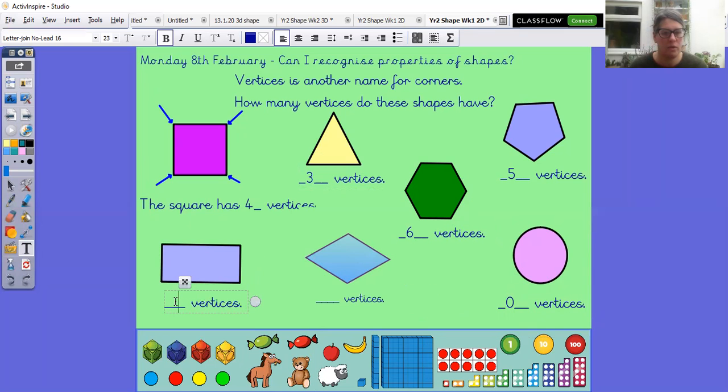Now we come to our rectangle. We have 1, 2, 3, 4. And our rhombus, 1, 2, 3, 4. Okay.